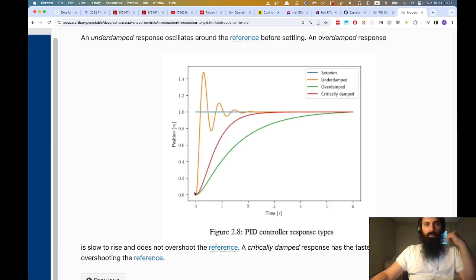But as you can see, there are different advantages and disadvantages of both, right? So on the one hand, if you go super fast, it's going to be more aggressive, but it's going to get there faster. It all depends on what you care about. And this is called the damping problem.